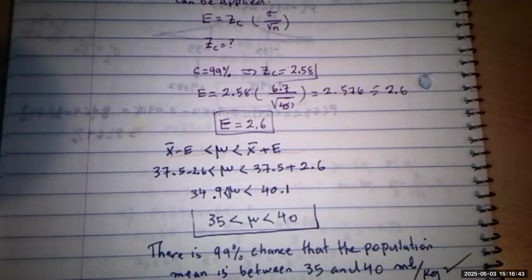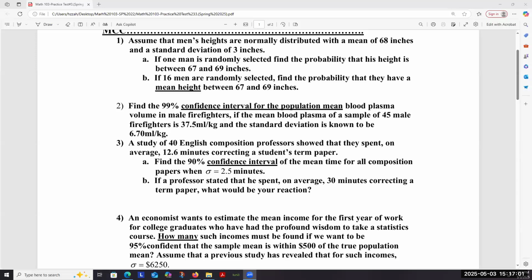So the third problem is again a confidence interval. So that's the confidence interval that we have. Let's see what's the difference between these two. Okay, again, we read the problem.